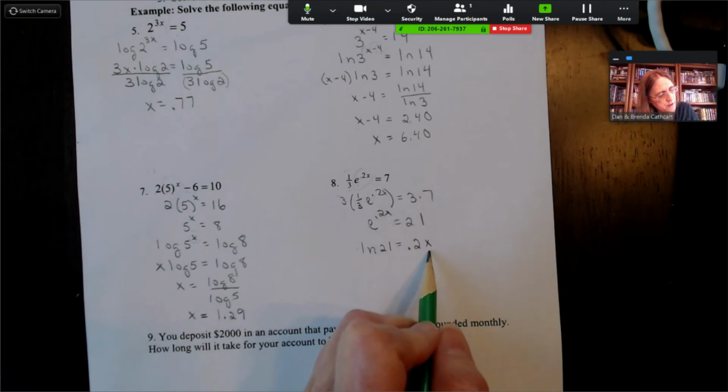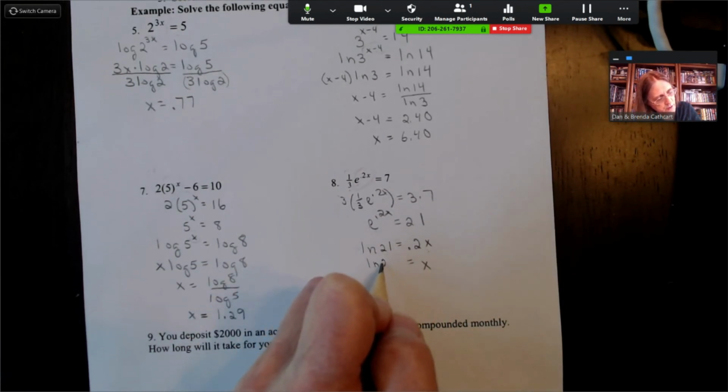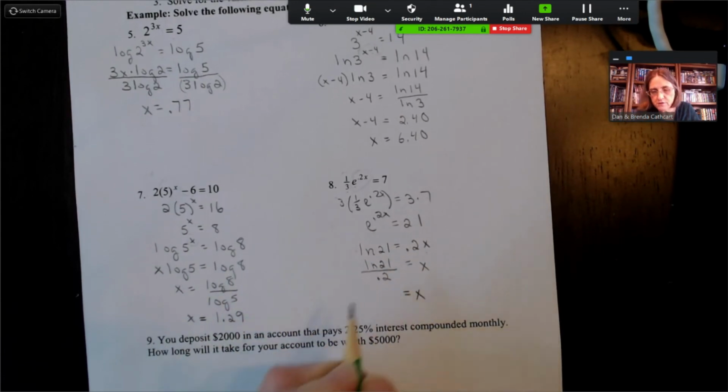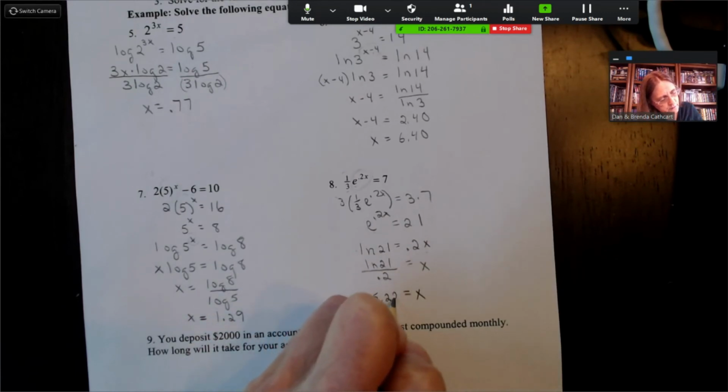So to finish this, all I need to do is divide both sides by 0.2. So I have natural log of 21 divided by 0.2. We're going to use our calculator for that, and we get 15.22.